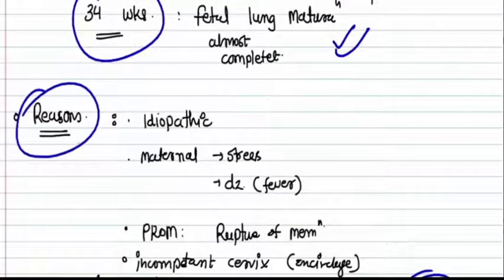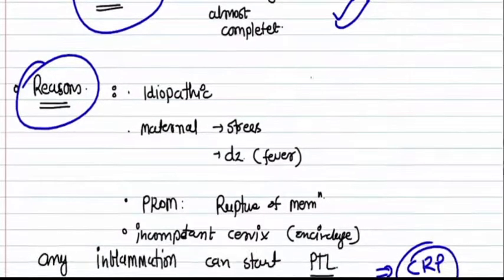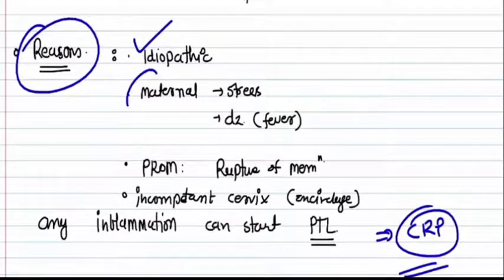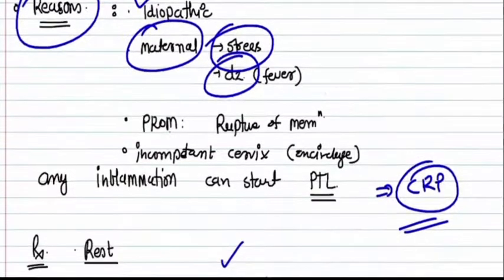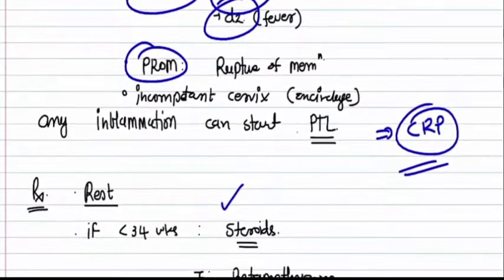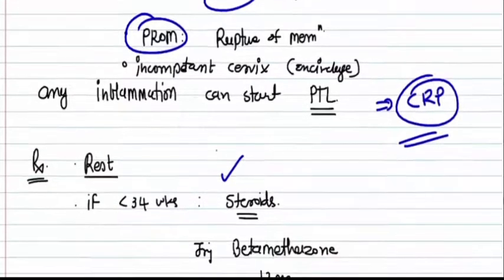What can be reasons of the PTL, preterm labor? In most of the cases, it is idiopathic. Maternal stress and disease can also cause PTL. Premature rupture of membrane is also an important factor. Incompetent cervix is also important, for which cervical encerclage is done at or around 12 to 13 weeks. Any inflammation in the mother's body can start PTL.